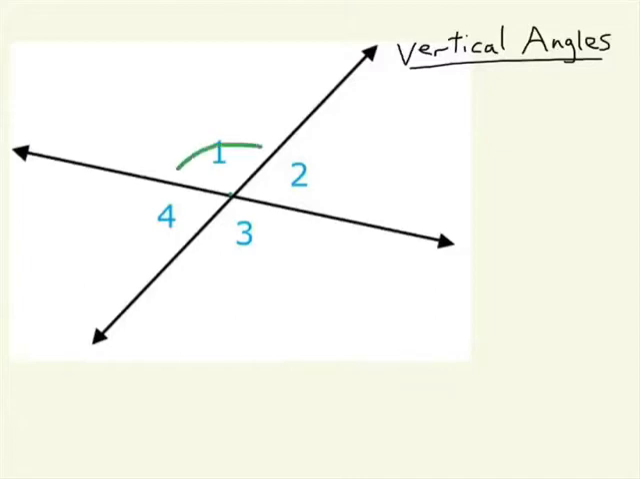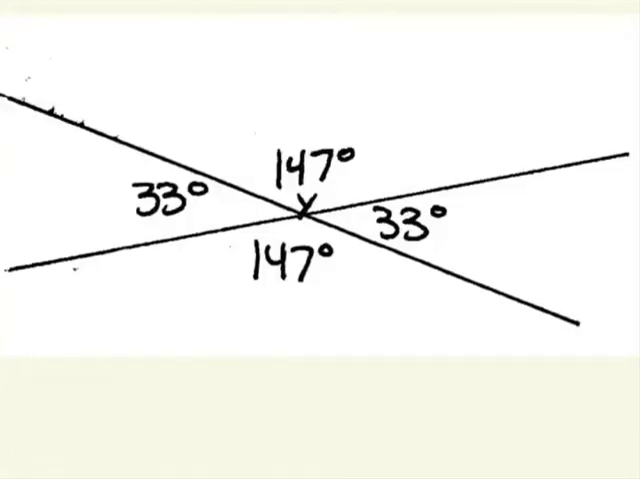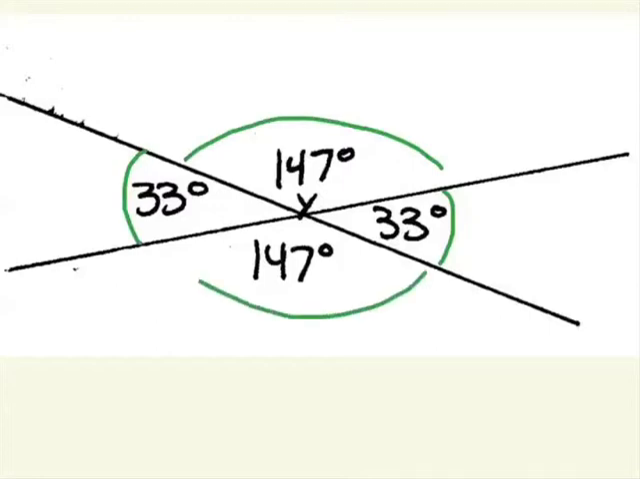So angle 1 and angle 3 are equal in measurement. And likewise, angle 2 and angle 4 are equal in measurement. Looking at this example, here we have two line segments that are intersecting, and they form vertical angles. You can see that we have a 33-degree angle here. Opposite is another 33-degree angle. And on the top we have a 147-degree angle, and on the bottom opposite it is another 147-degree angle.